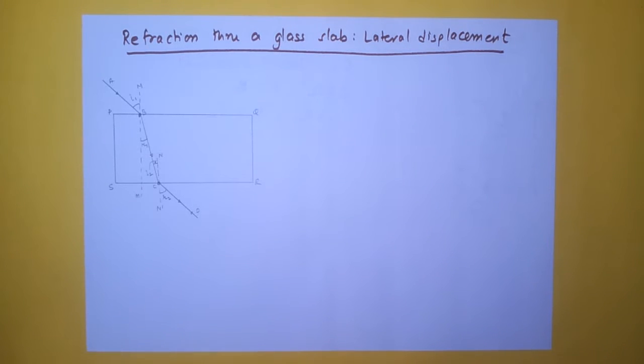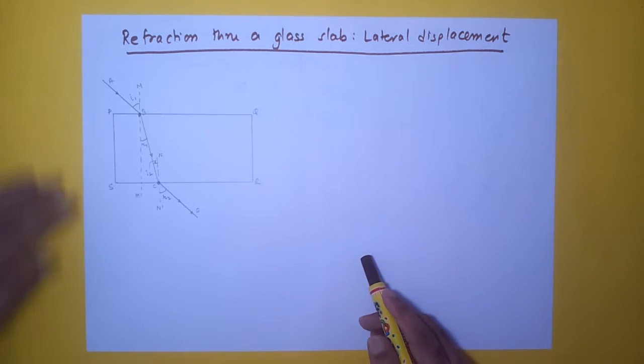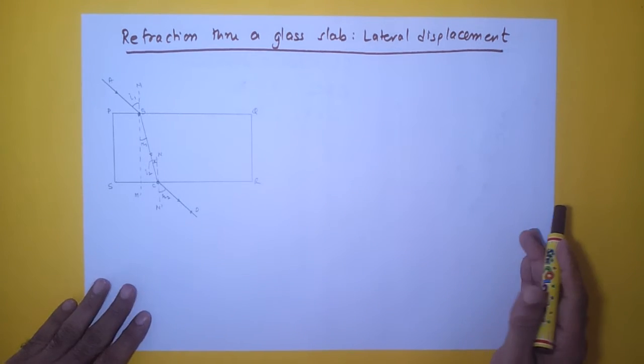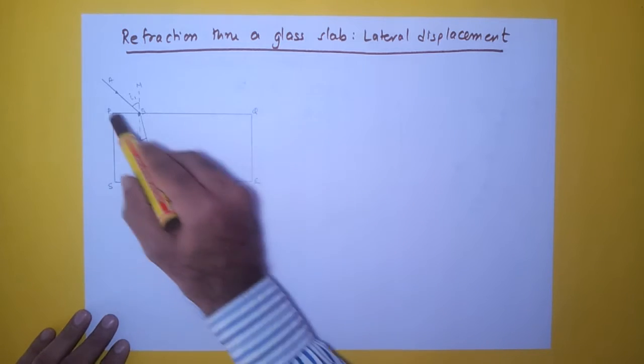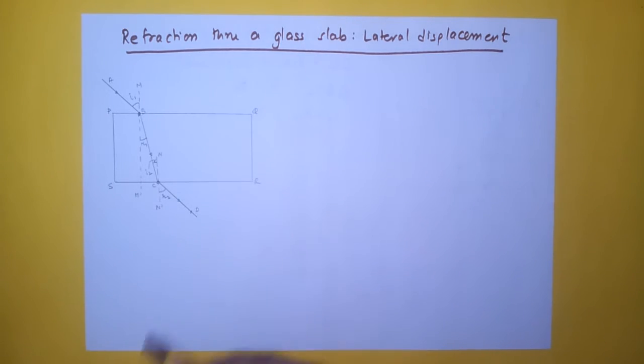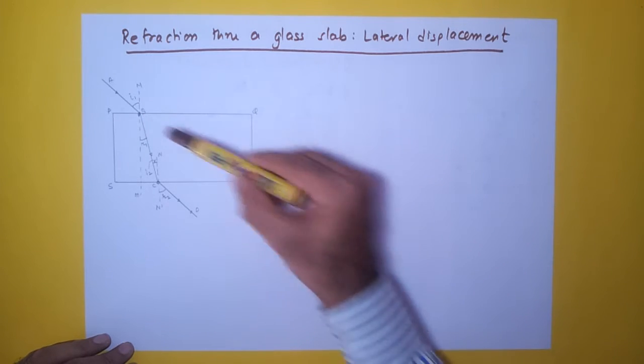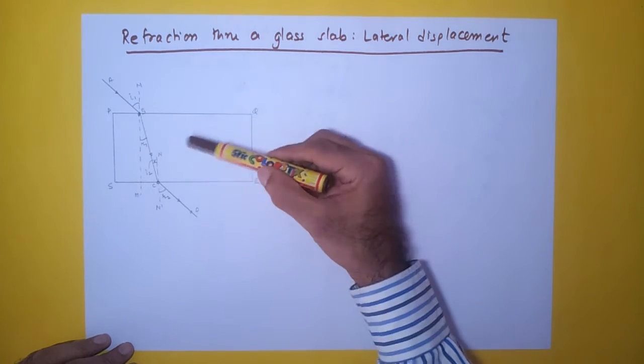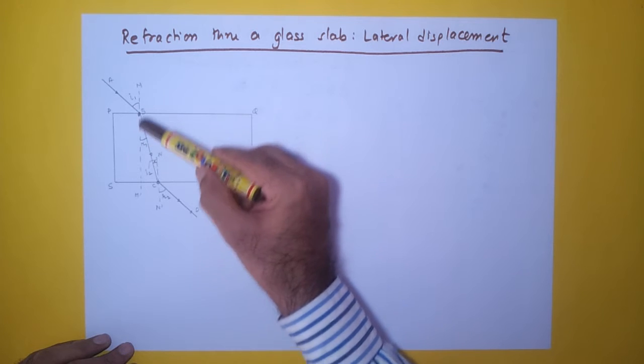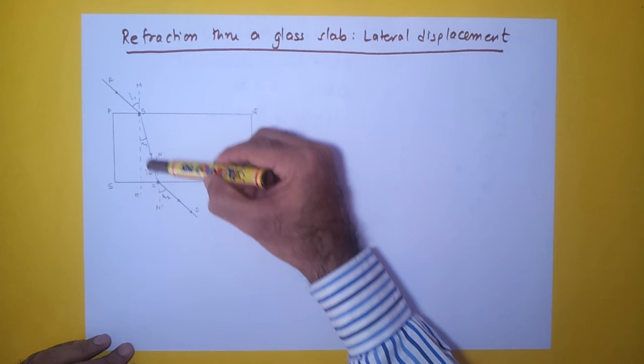Okay, as we study refraction, let's look at how a ray of light refracts through a rectangular glass slab. I have drawn a rectangular glass slab PQRS over here, and a ray of light AB is incident on one side at point B. Since this ray is traveling from rarer to denser medium, it will bend towards the normal and travel across BC.